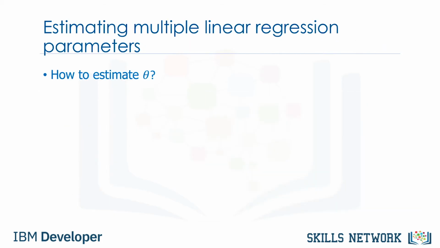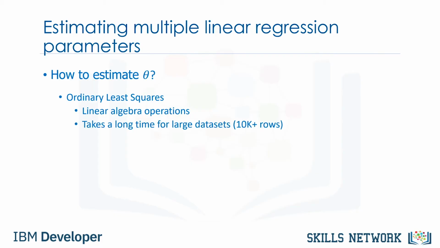But how? Okay, how do we find the parameters or coefficients for multiple linear regression? There are many ways to estimate the value of these coefficients. However, the most common methods are ordinary least squares and optimization approach. Ordinary least squares tries to estimate the values of the coefficients by minimizing the mean square error. This approach uses the data as a matrix and uses linear algebra operations to estimate the optimal values for the theta.